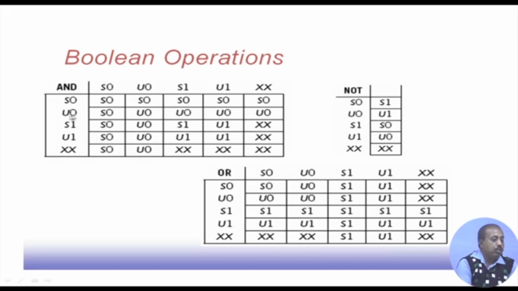Similarly, U0: at first point it is unknown and next it is 0. Here first it is always 0, so this will be S0. Similarly, unknown and 0 will be unknown. Otherwise these are all unknown 0. Similarly, S1 and S0 will give S0 U0. So, you can find out the Boolean operations, AND operation, OR operation, by taking these individual vectors separately. So, you can define what the output of the AND or NOT operations will be.